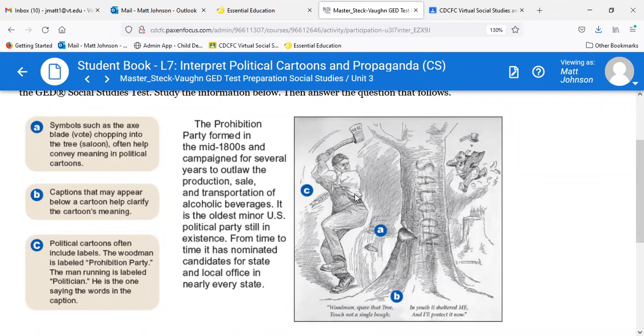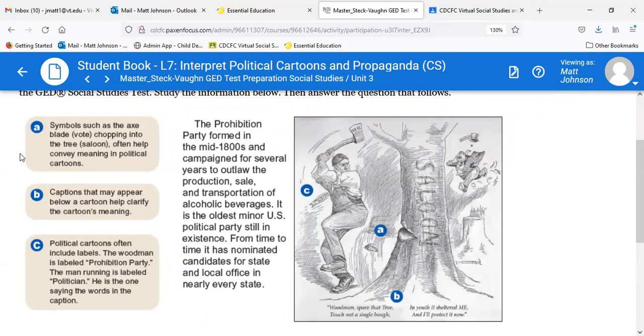And what we have here in the cartoon, the woodman who's wielding the axe there, and if you could see, the axe says vote, so it's representing the vote. The woodman is representing sort of the American citizen. And we have the tree that says saloon down here. So where it's saying here in the text box is symbols such as the axe blade for vote, chopping into the tree, the saloon, often help convey meaning in political cartoons.